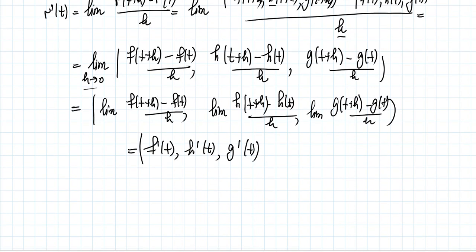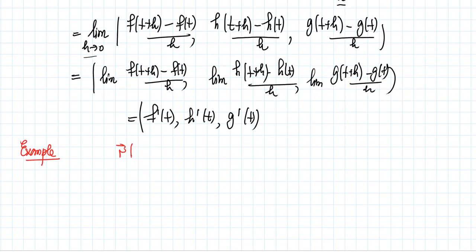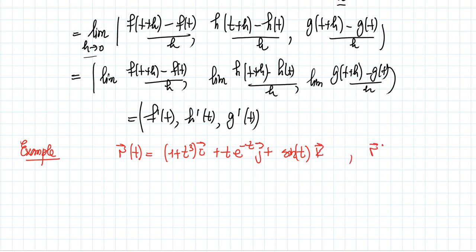So let's do a small example. r of t is given as 1 plus t cubed multiplied by i, plus t e to the power of minus t multiplied by j, plus sine of t multiplied by k. So what you need to do is find the derivative of this function. Okay? There is nothing difficult with finding the derivative. This is just a different notation of the vectors, right?